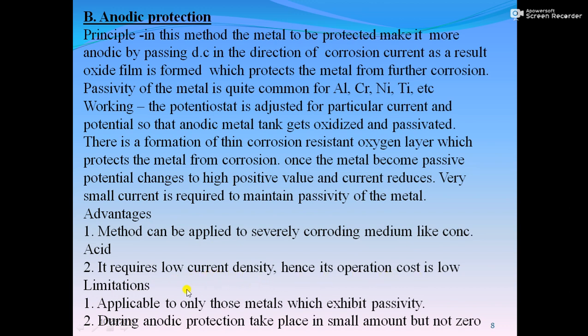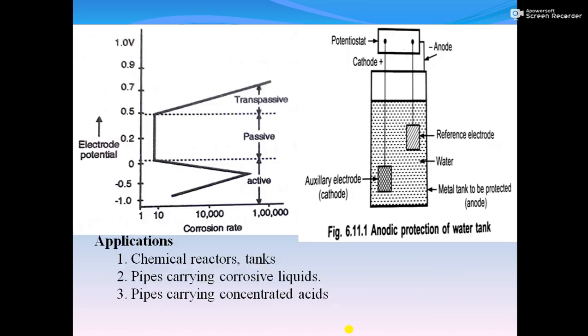Now what is the limitation of this? The limitation is that it is applicable only for those metals which have a passive nature after the formation of an oxide layer. During anodic protection, corrosion takes place in a very small amount but not zero. It's not that there will be zero corrosion. Where is it applicable? Chemical reactors, tanks, pipes carrying corrosive liquid, pipes carrying concentrated acids.